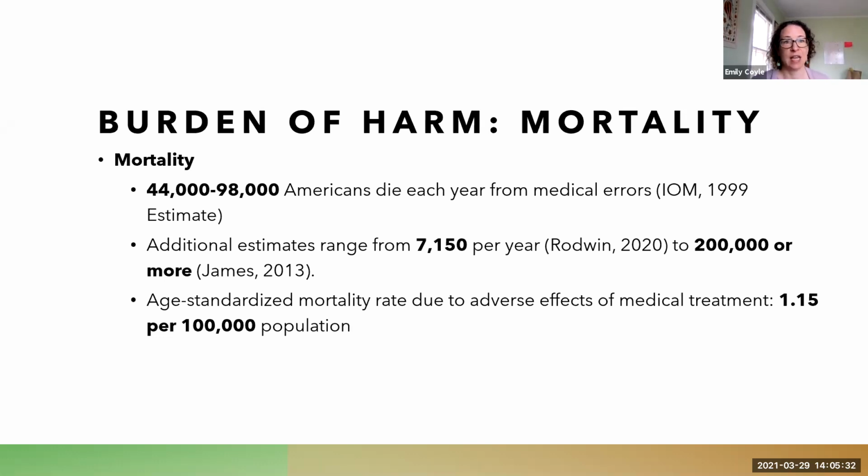So you can see the IOM report in '99 estimated that 44,000 to 98,000 Americans die each year from medical errors. But then, as an example of how varied these estimates are, you can see two studies, one that was conducted in 2020 that estimated 7,150 people die per year from medical errors, and then another study that estimated 200,000 or more died due to preventable medical errors.